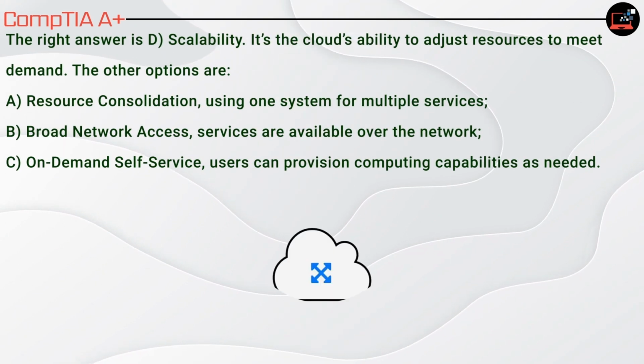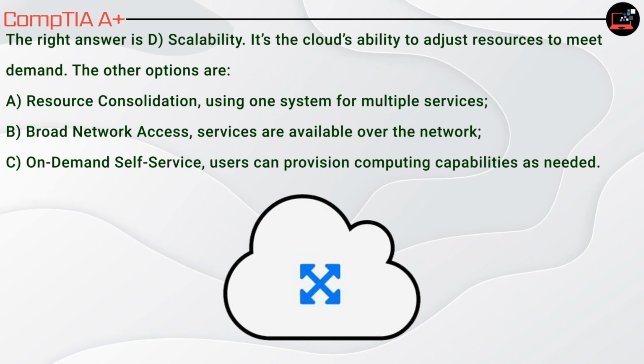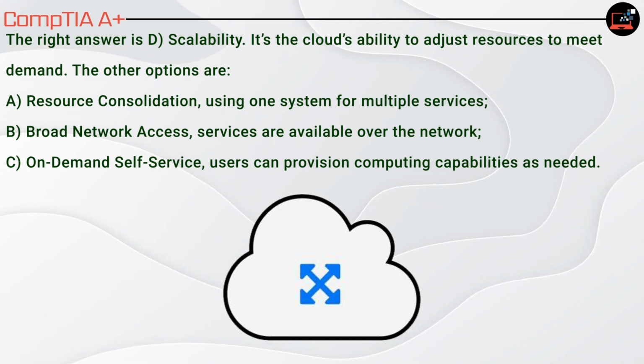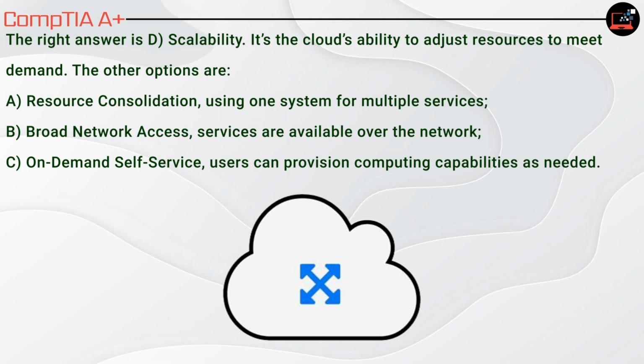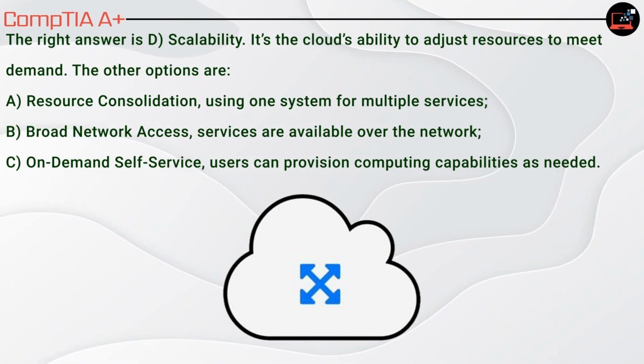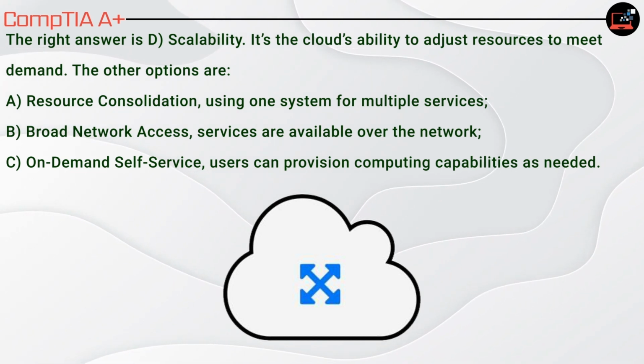The right answer is D. Scalability. It's the cloud's ability to adjust resources to meet demand. The other options are A. Resource consolidation, using one system for multiple services. B. Broad network access. Services are available over the network. And C. On-demand self-service. Users can provision computing capabilities as needed.